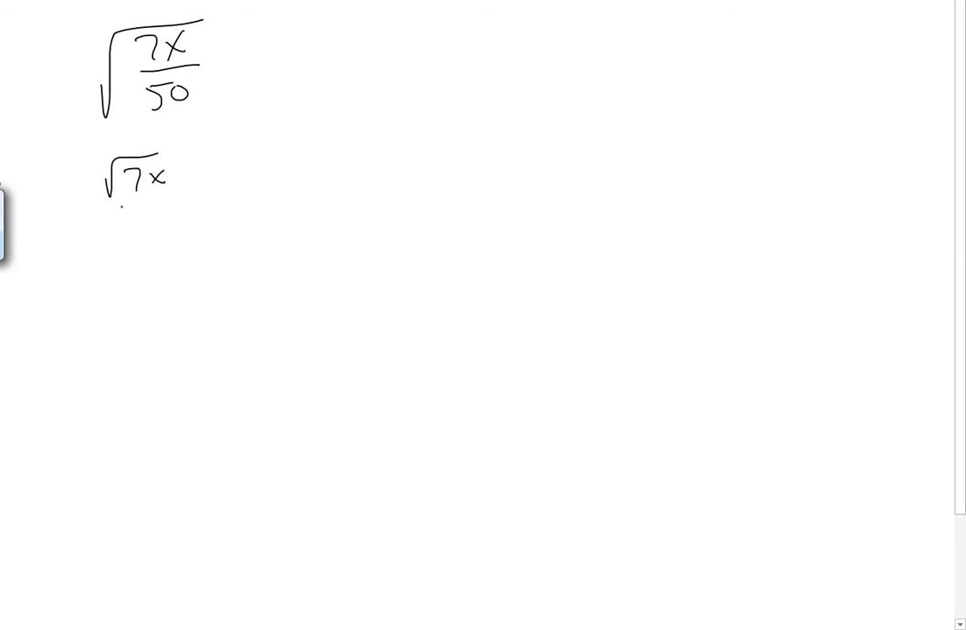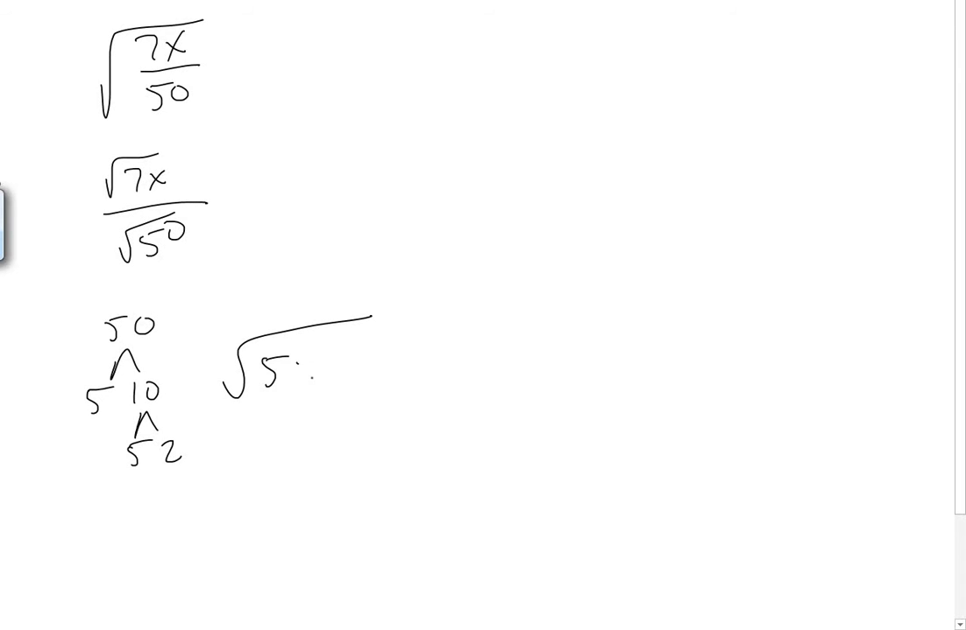Let me show you one more just like that. If I had the square root of 7x over 50, that's the square root of 7x over the square root of 50. But 50 breaks down to be 5 times 10, and that's 5 times 2. So inside of the square root, I already have 2 5s, but I need one more 2 in order to get rid of the radical completely.